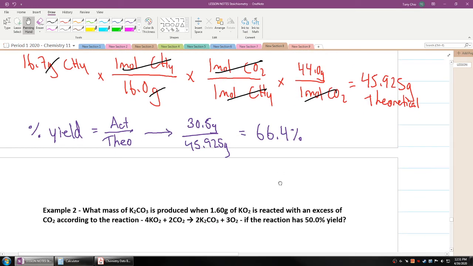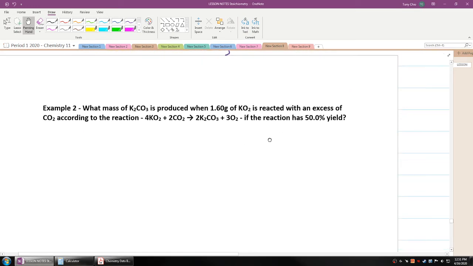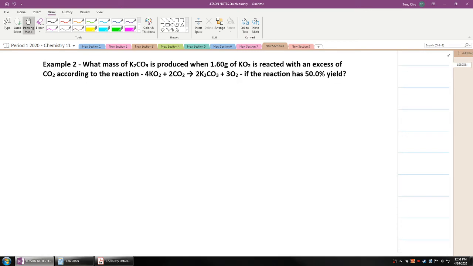So let's try the next question. Example number 2 is asking, what mass of K2CO3 is produced? K2CO3 is this chemical right here. It is produced when 1.6 grams of KO2 is reacted. So this time I'm looking at this chemical, and I'm converting 1.6 grams to this chemical.